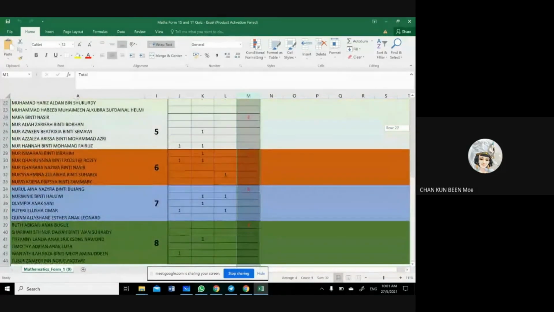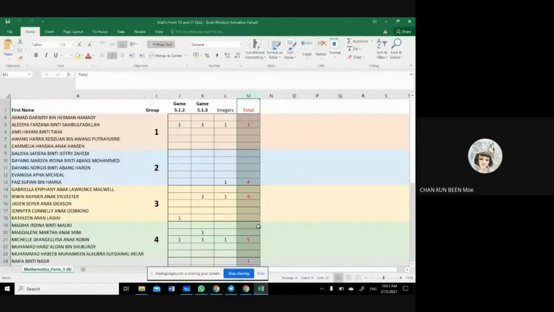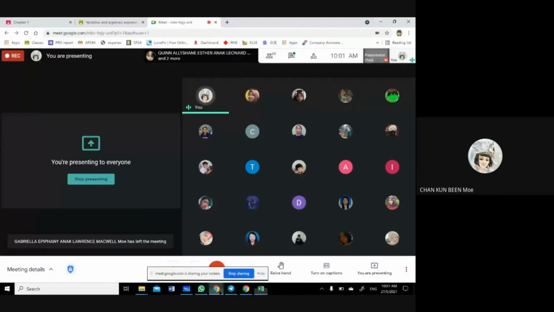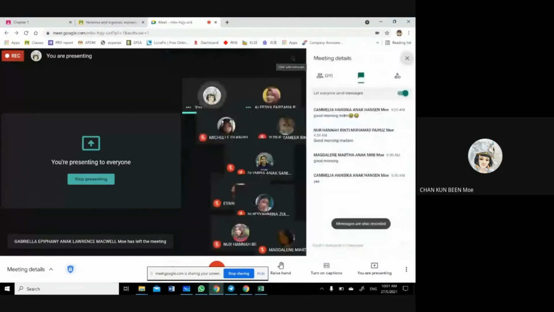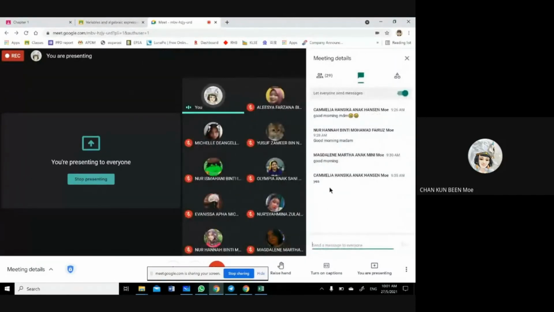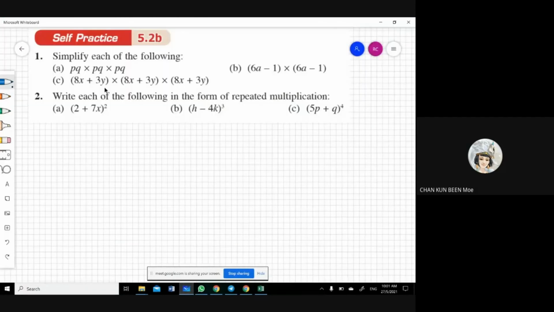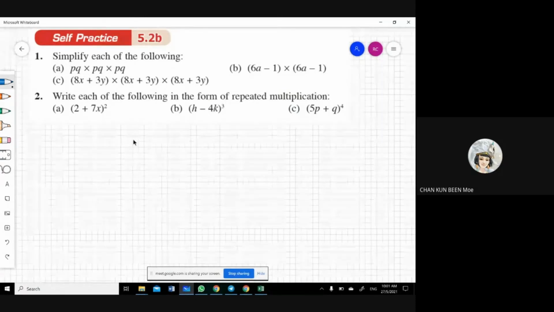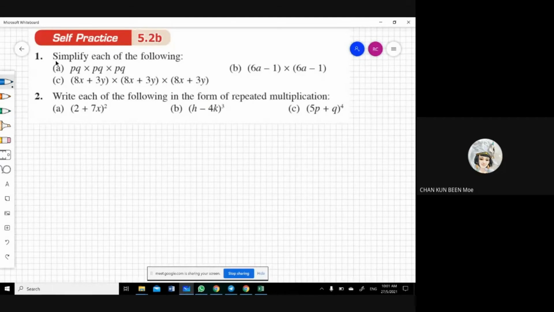Okay, so now you just need to answer and tell me what the answer is. From the first group, I want you to type down so that I can see who is answering first. The first question: simplify each of the following. Oh, you cannot type down. You need to use the microphone to tell me. A, can you tell me PQ times PQ times PQ? What is the answer? PQ cubed. Who was that just now, the first person?